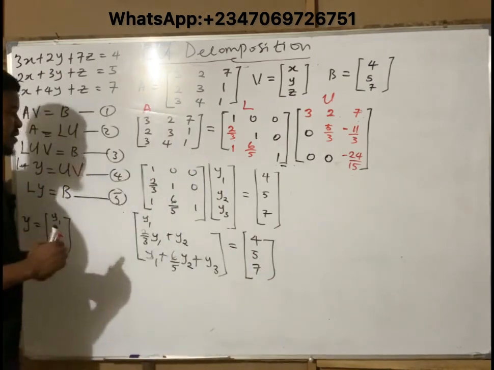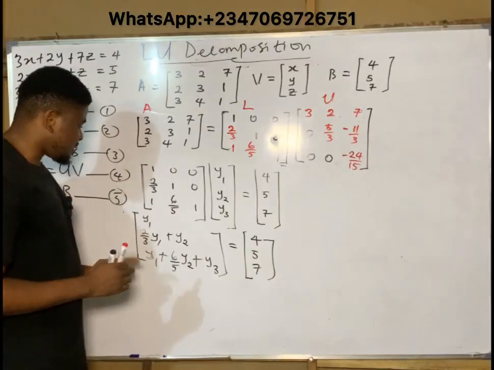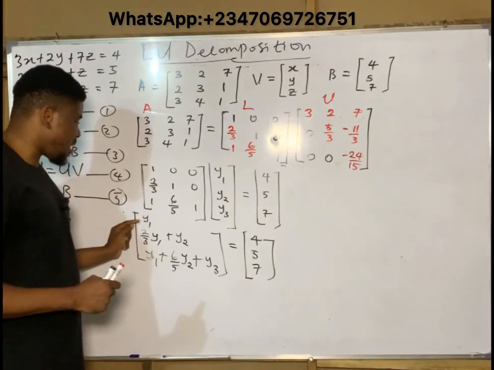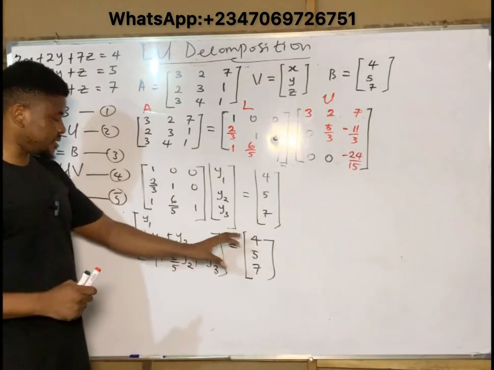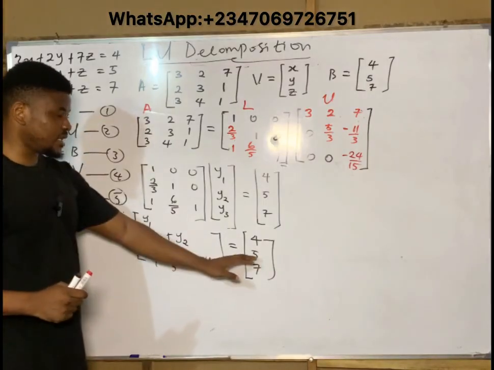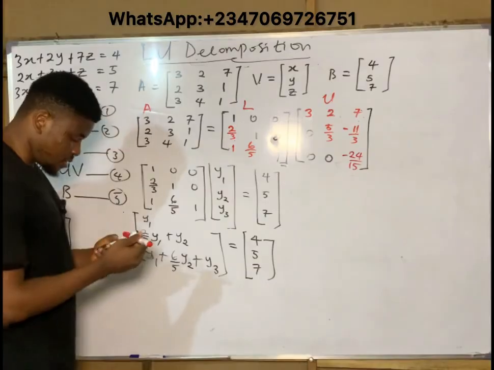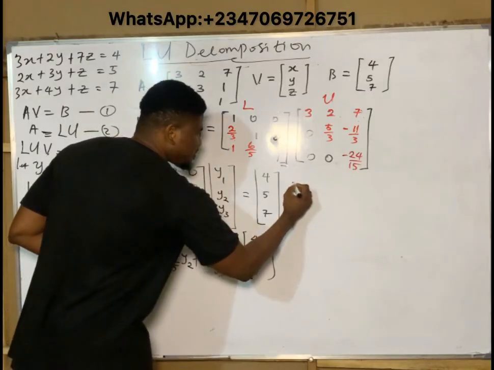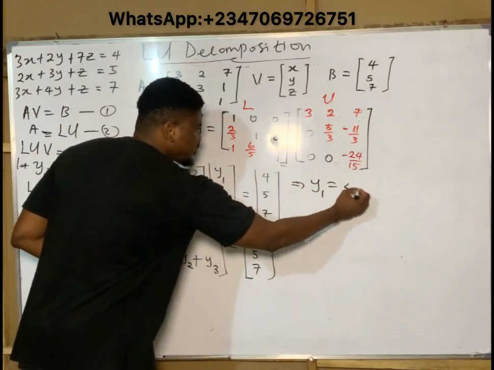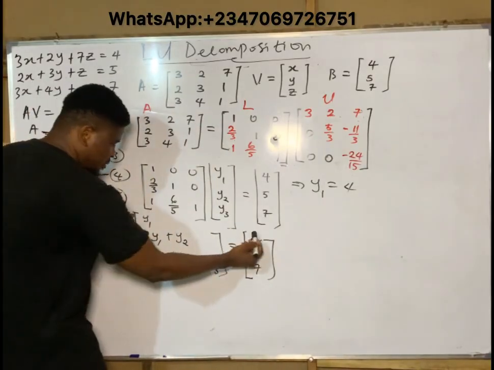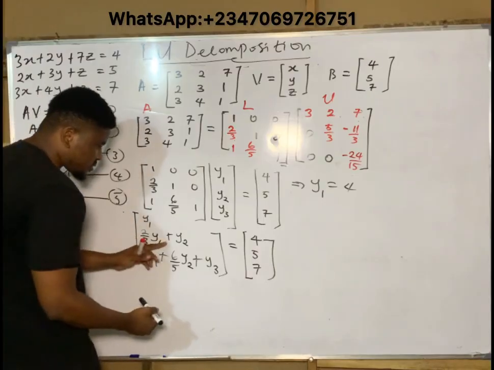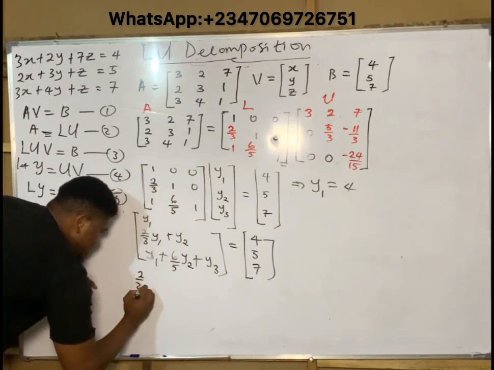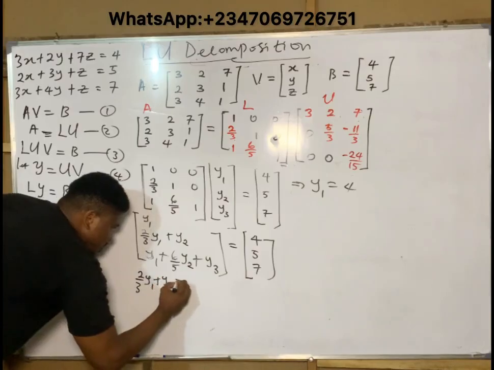So I said earlier, once two matrices are equal, it means their elements in their distinct positions are equal. So the elements in row 1 column 1 equal the elements in row 1 column 1, and that in row 2 column 2 equals the elements in row 2 column 2 for them to be equal. So if that's the case, then y1 is going to be equal to what? 4. So y1 equals 4. Then 2 over 3 y1 plus y2 is going to be equal to 5.